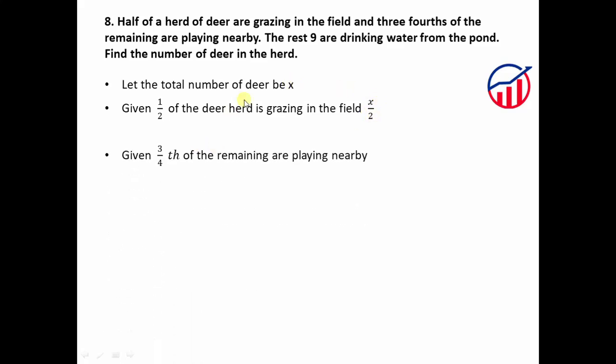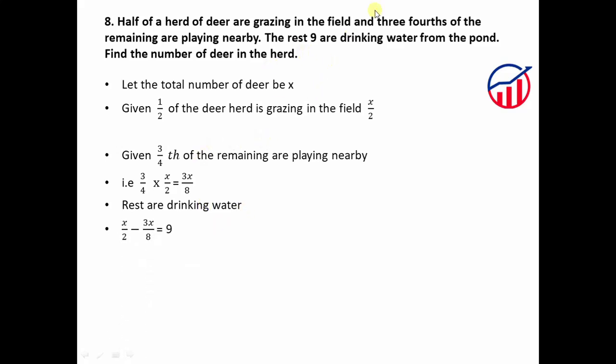Now given that what? Second information, 3/4 of the remaining are playing nearby. That means what? 3/4 of the other half. One half is what? X by 2. So 3/4 into X by 2 are playing in the field. So 3/4 into X by 2 would be what? 3x upon 8. And rest are drinking water.